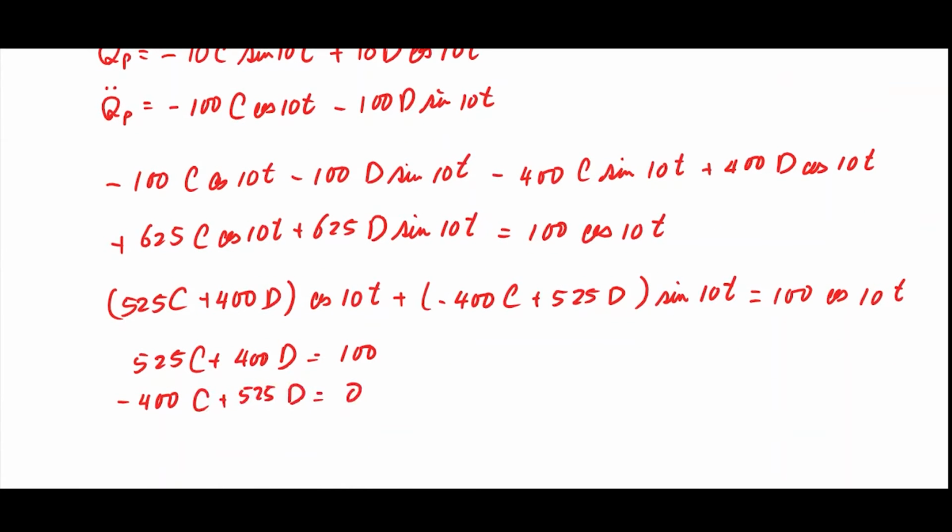Divide both sides by, what should we, 20? Divide both sides by 25. So this tells you 21c plus 16d equals 4. I'm totally doing this in my head. And this other one becomes negative 16c plus 21d is equal to 0. Since this is too much algebra, if I do this in my head, it will give us 84 over 697.